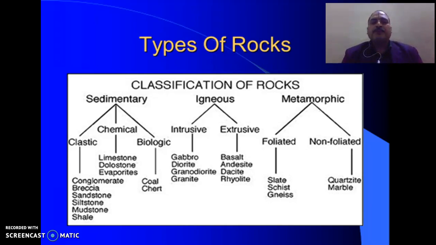Second one is sedimentary. Again it is divided into three categories: chemical, clastic and biologic. In chemical, limestone, dolomite and evaporite, and in clastic, conglomerate, breccia, sandstone, siltstone, mudstone and shales come under this category. In biologic, there is coal and chert. Likewise, metamorphic is also divided into two, foliated and non-foliated. In foliated, slate, schist and gneiss come under this, and in non-foliated, quartzite and marble.